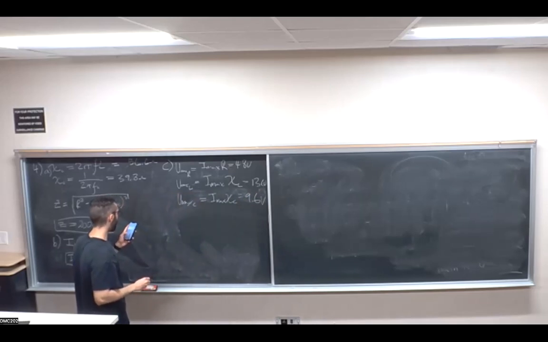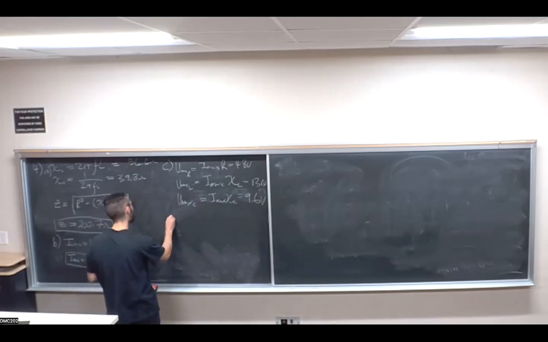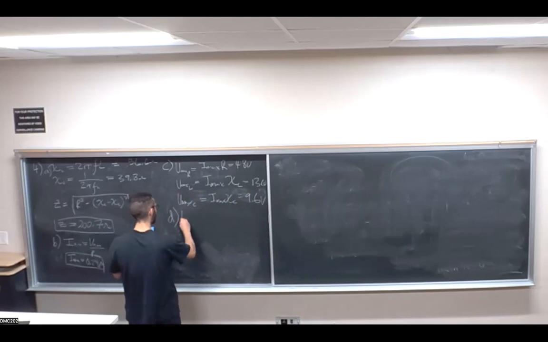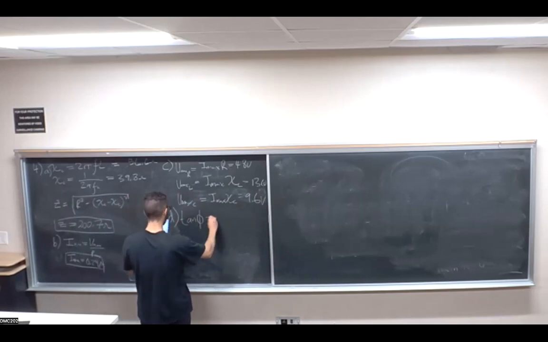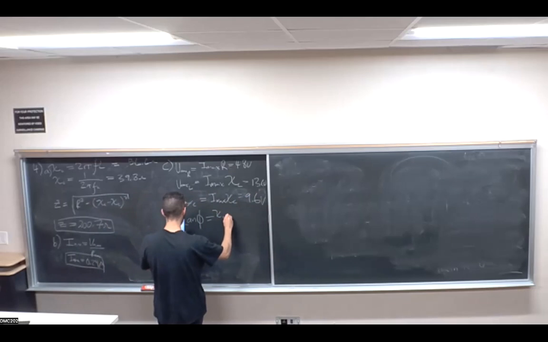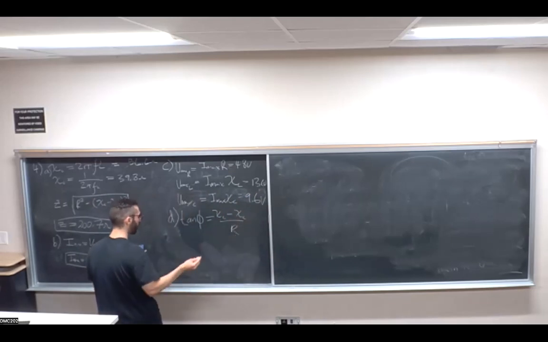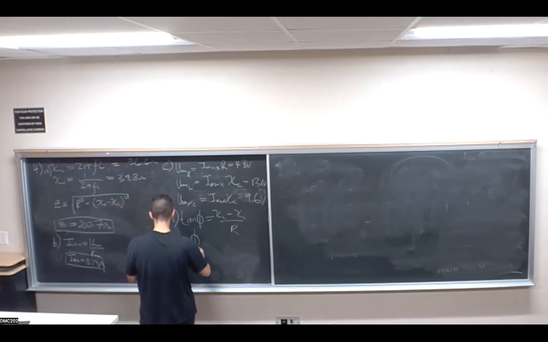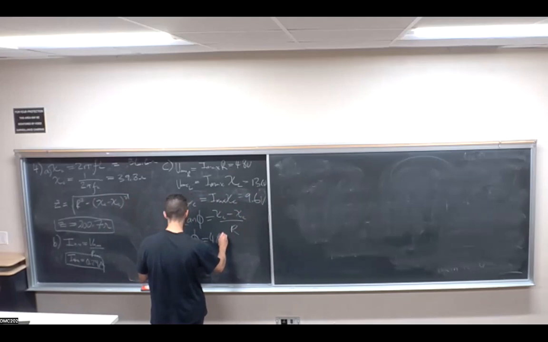Now in part D, we want to find the phase angle between the voltage and the current. I like to use tan here. So tan phi is equal to XL minus XC divided by R. Inverse tan, plug everything in. This angle comes out to be equal to 4.8 degrees. Okay.